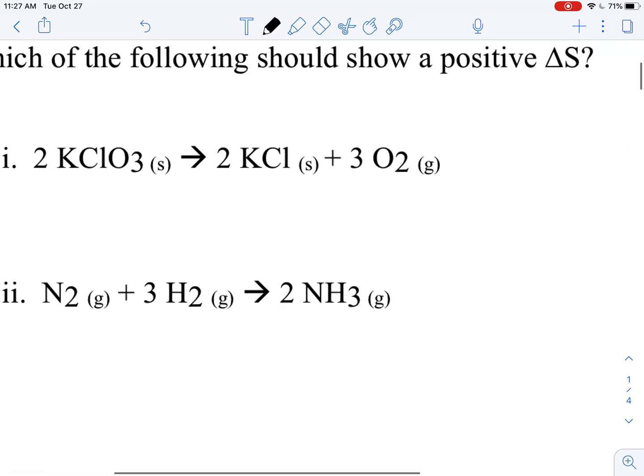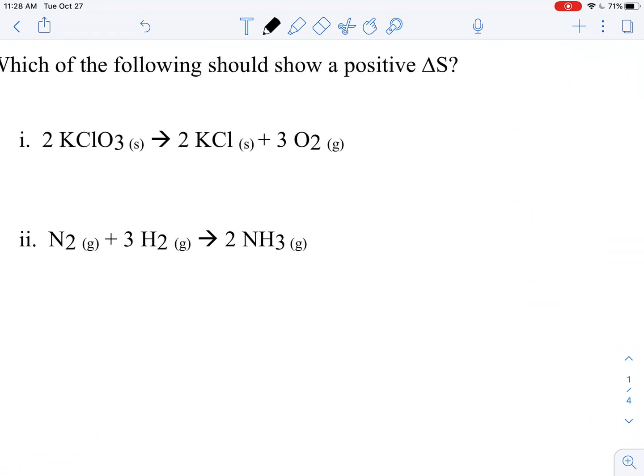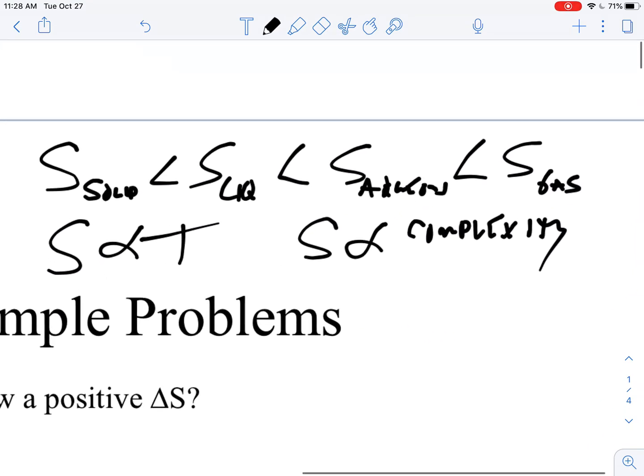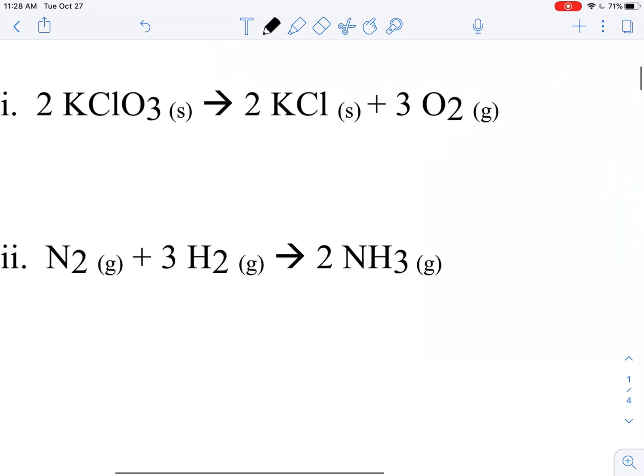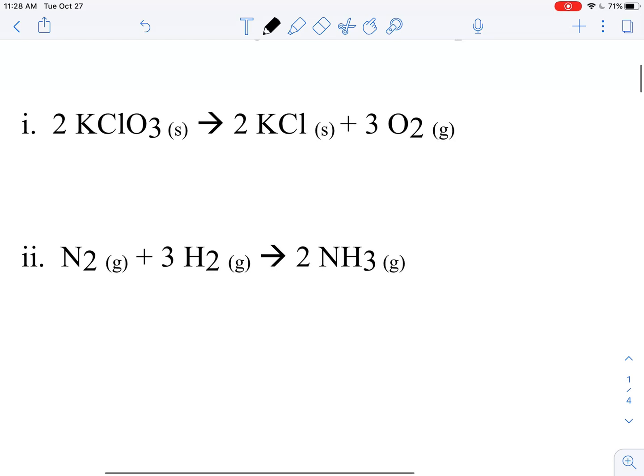So the most important aspect of this is the state of matter, though: solid, liquid, aqueous, or gas. And again, without any values having to look up, you can probably make some pretty good guesstimations about some things if you just count the gases that are there.